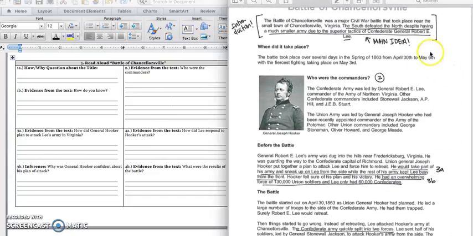I'm going to go to this section that says who were the commanders, because in box 2 we want to know who were the Confederate commanders in the battle and who were the Union leaders in the battle. It says the Confederate Army was led by General Robert E. Lee, commander of the Army of Northern Virginia. Other Confederate commanders included Stonewall Jackson, A.P. Hill, and Jeb Stuart. The Union Army was led by General Joseph Hooker, who had been recently appointed commander of the Army of the Potomac. Other Union commanders included George Stoneman, Oliver Howard, and George Meade.